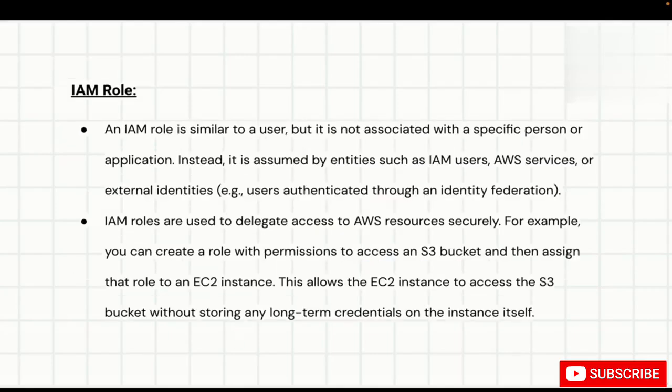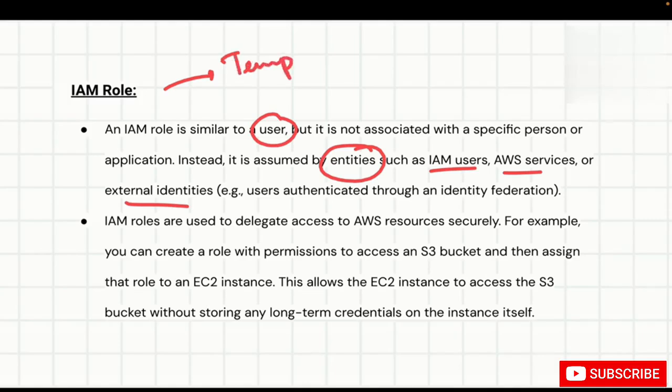Now let's see what an IAM role is. An IAM role is similar to a user, but it is not associated with a specific person or application. It is an assumed identity, such as an IAM user, AWS services, or external identities. It is not an actual user that is added. It is just a temporary account. So let's say in a team a particular audit needs to be done. For that, a user will assume a particular role.